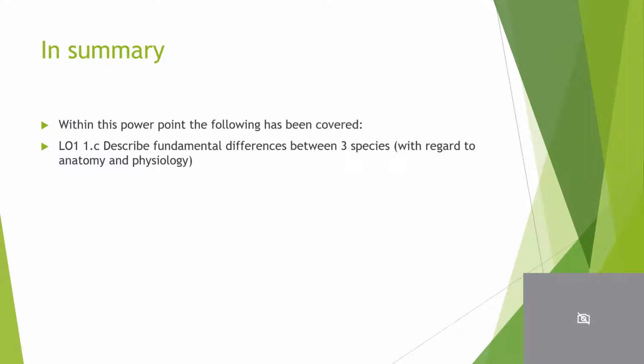So in summary, as required, we have covered Learning Outcome 1, 1C, describe fundamental differences between 3 species with regard to anatomy and physiology. We've actually covered it for 4 species to give you a good idea of rabbits and guinea pigs, and for those of you that would lead on to the Level 3 diploma, this will provide you with a really good basis of knowledge, as the Level 3 diploma companion animal will cover cat, dog, rabbit and guinea pig only.